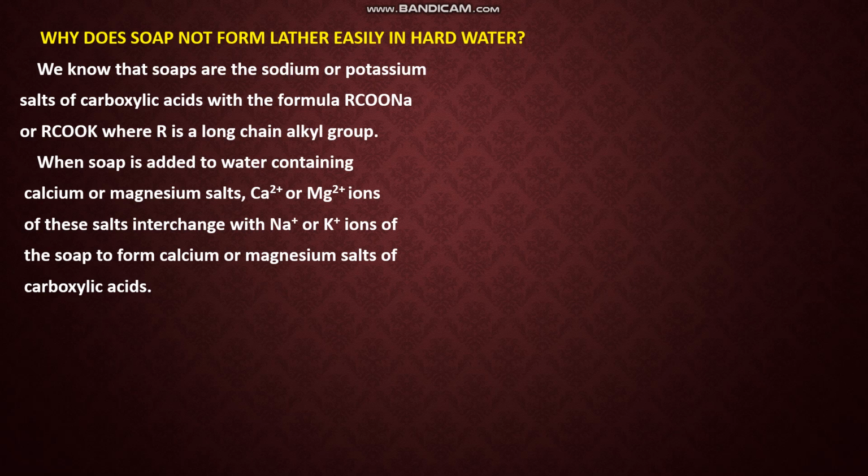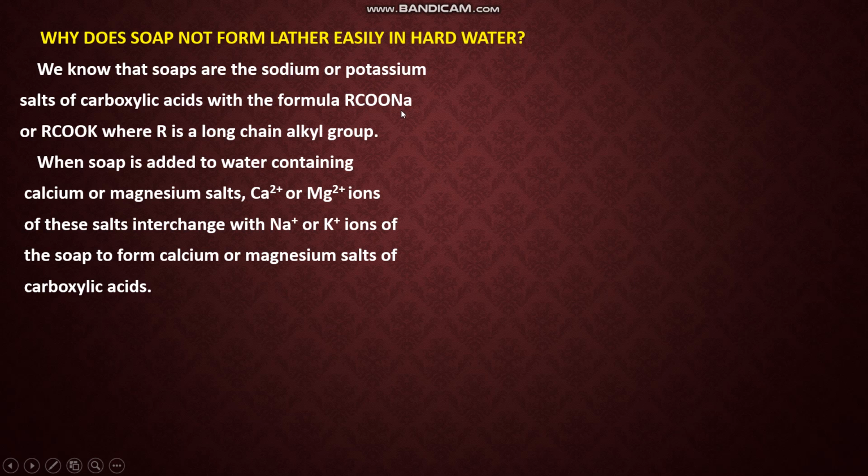So what happens when soap is added to water? When soap is added to water, this calcium or magnesium interchanges with the sodium or potassium present in the soap molecule. That means in the sodium place, what will occupy? Either calcium or magnesium. So instead of the sodium salt of carboxylic acid, we'll get the magnesium salt of carboxylic acid or the calcium salt of carboxylic acid.